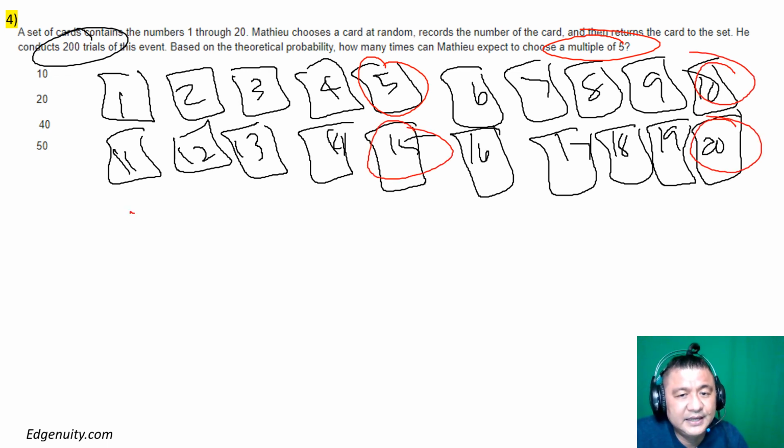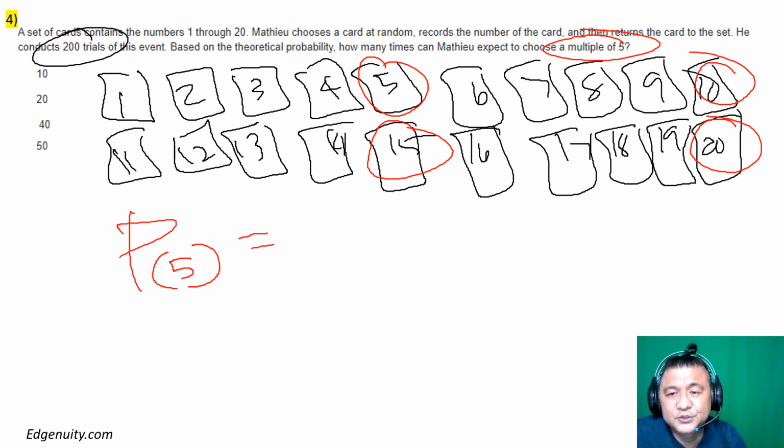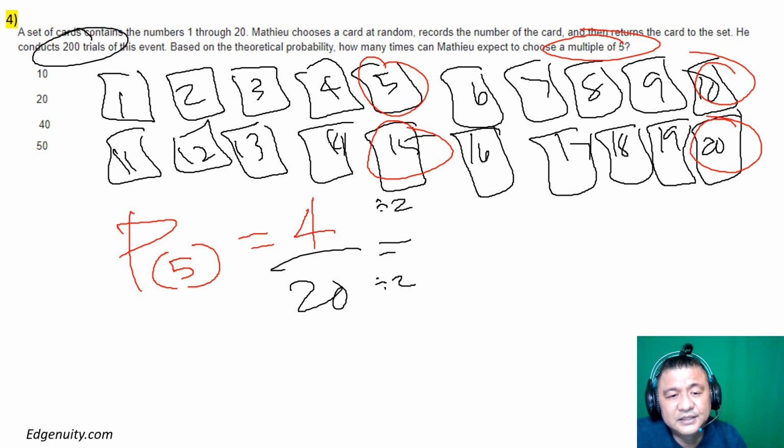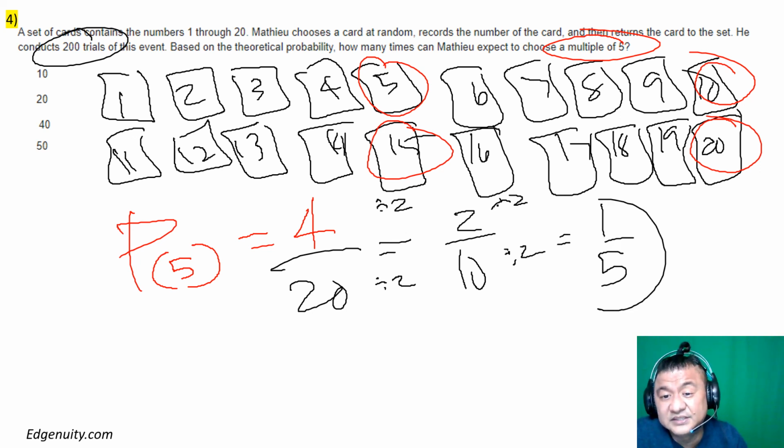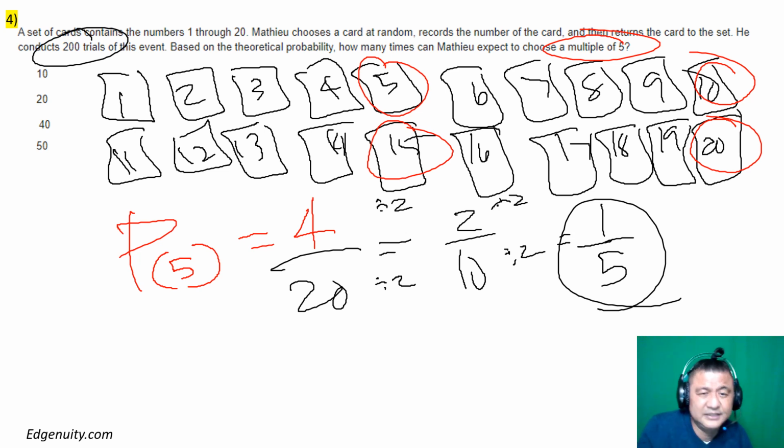So let's write it down. The probability of getting a multiple of 5: how many multiples of 5 did we get? The red ones? Yes, 4 out of a total of 20. You can even simplify that. Divide by 2, that's 2 tenths. Divide by 2 again, you could say 1/5. Is that a good probability? It's near zero, so less likely it's going to happen.